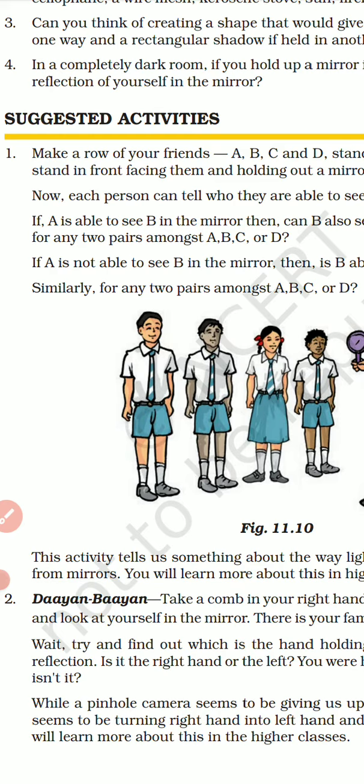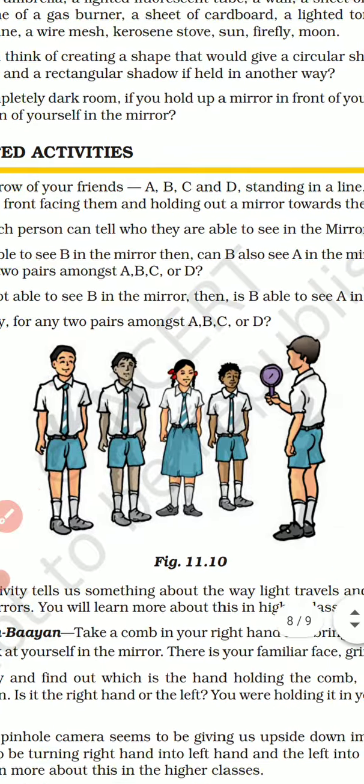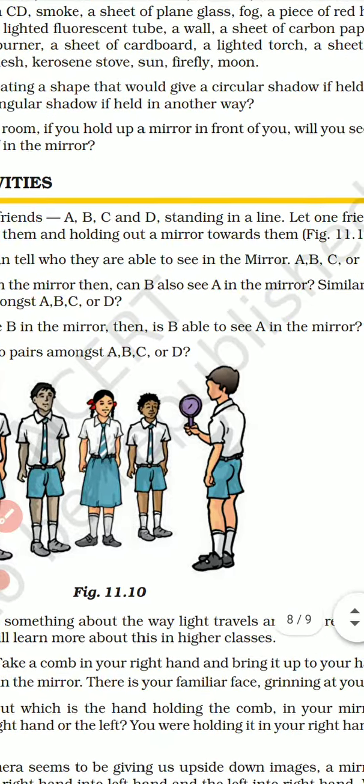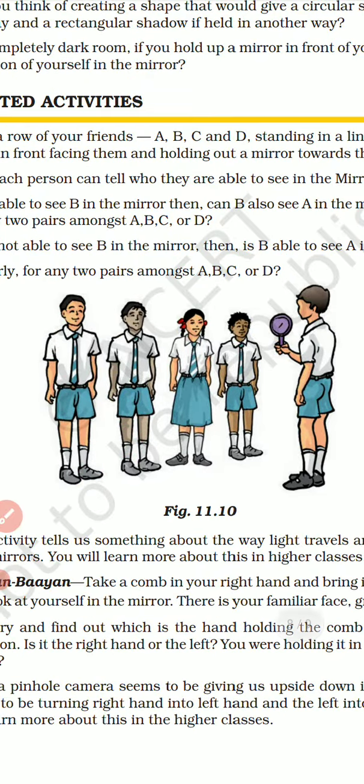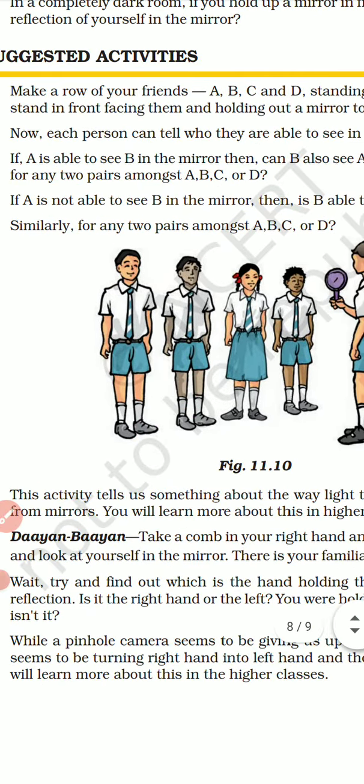Like if A is able to see B, you have to ask B, are you able to see A? Like that, because that's the reflection falling. If A is not able to see B in the mirror, then B will also not be able to see A. Similarly, for any two pairs amongst A, B, C or D.